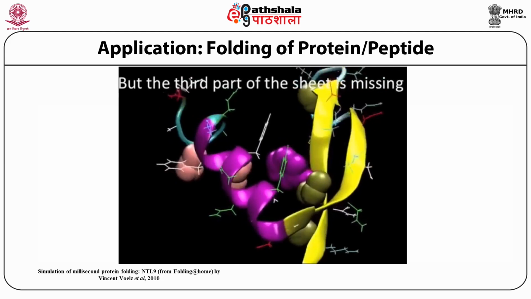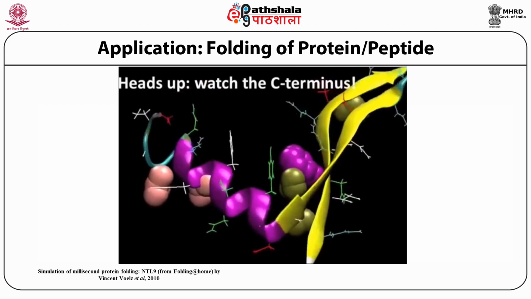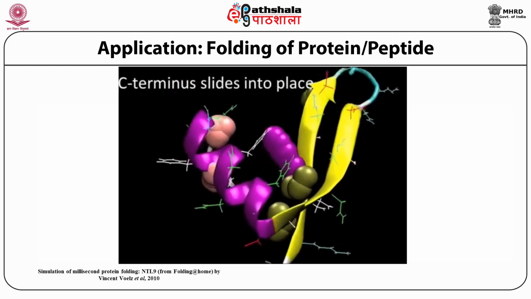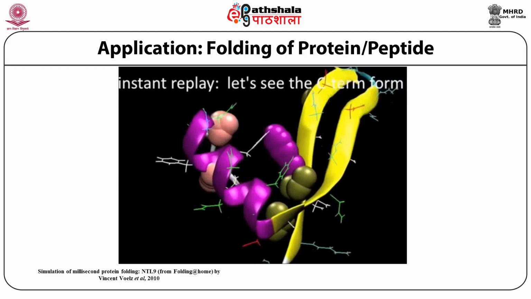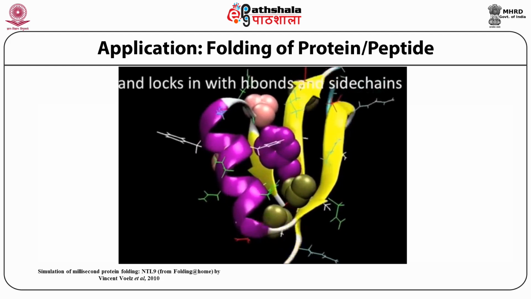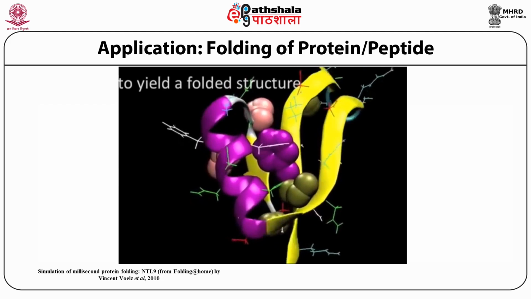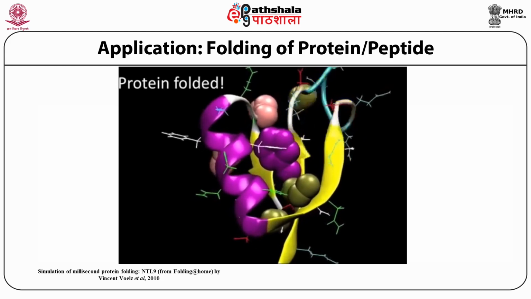In this example, we can see the complete pathway of protein folding of a small protein which has been performed by Vincent's group. Here we can see how from a linear peptide the secondary structures are formed, beta sheets and alpha helix, and finally how it folds and stabilizes the protein structure.